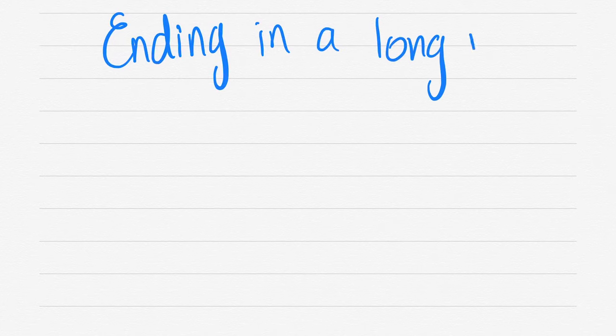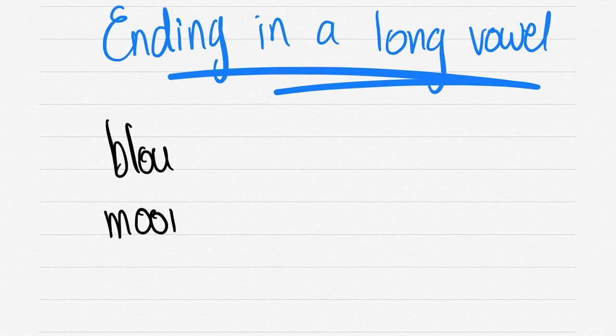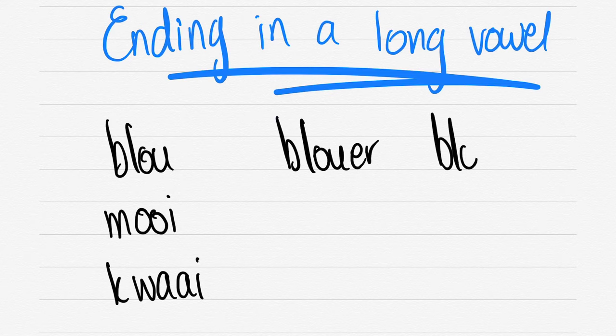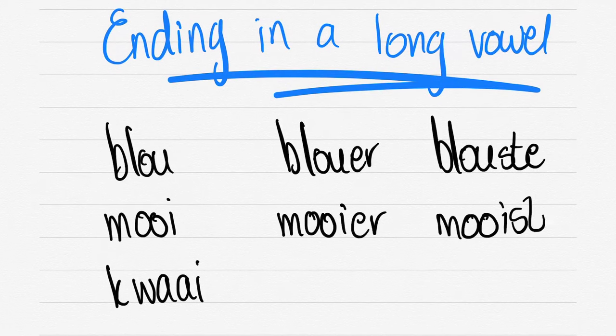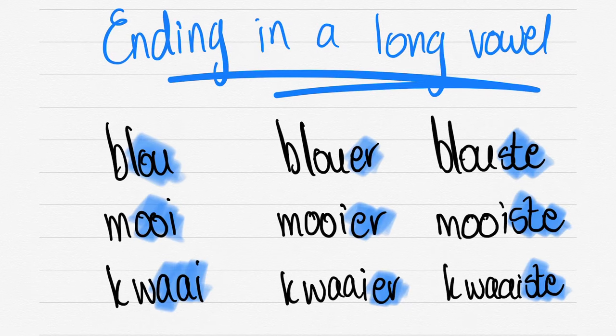Now we're going to be doing words ending in a long vowel. Blou, so an OU, mooi, OI, kwaai, AI. Just add the ER, just add the STE. Same for mooi, so it's mooier, mooiste, kwaai, kwaaier, and kwaaiste. Simple rules, you just got to get them in the head.